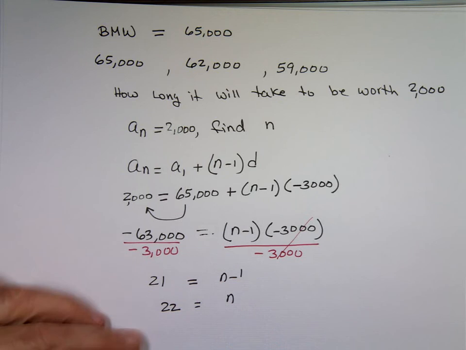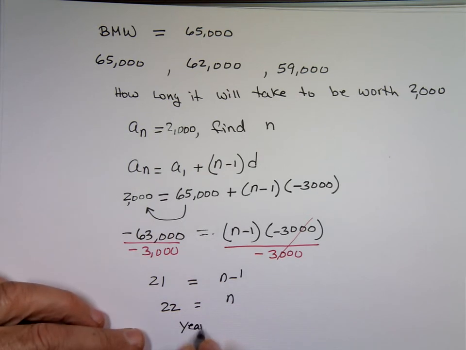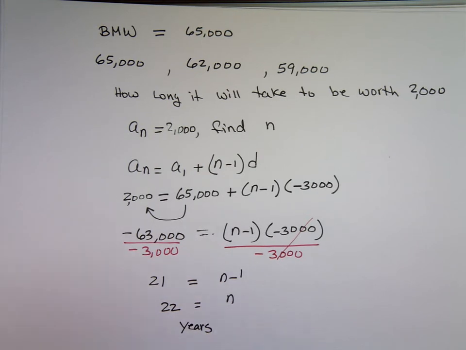So that's how we can actually use that equation in some of these examples. Now notice that with the arithmetic sequence, the next number is always addition or subtraction. It's not multiplication or division.